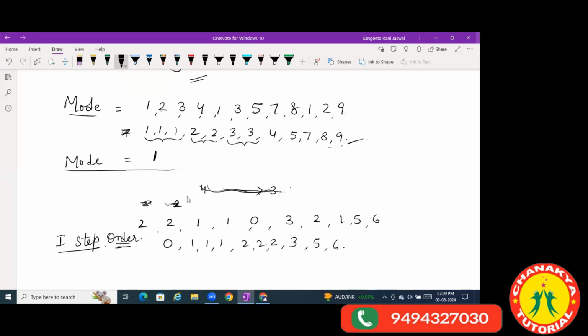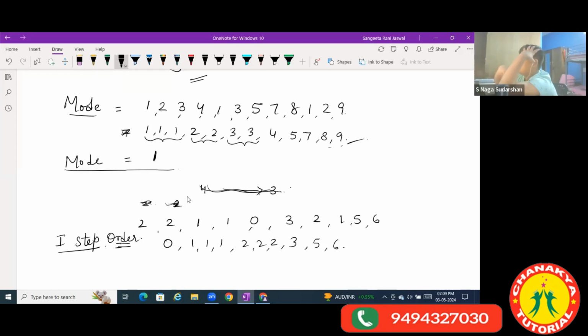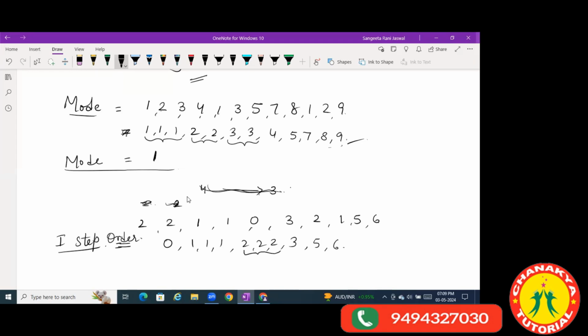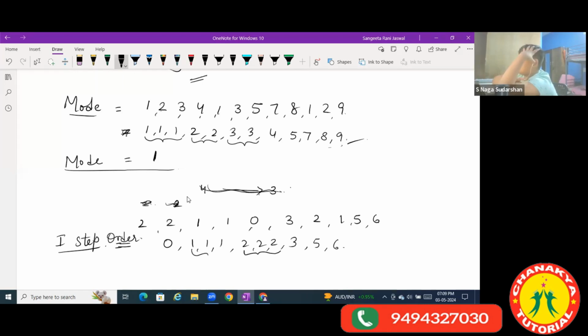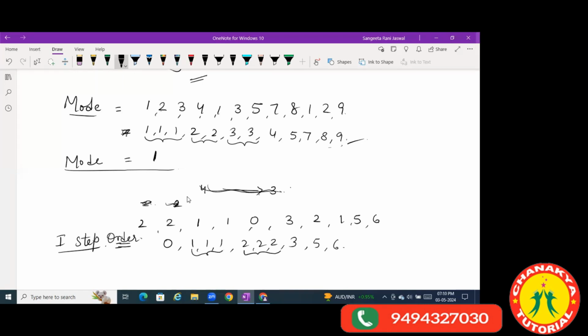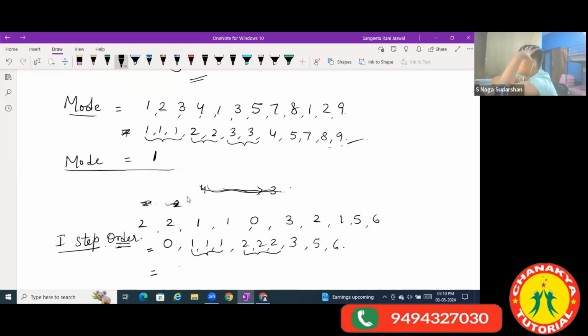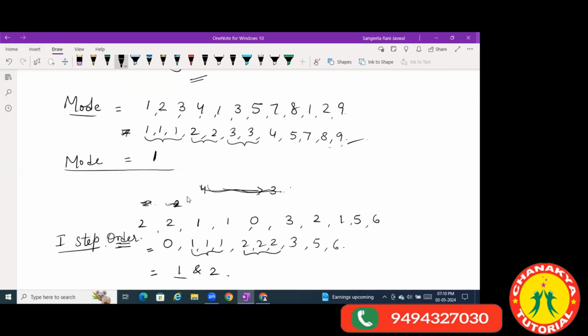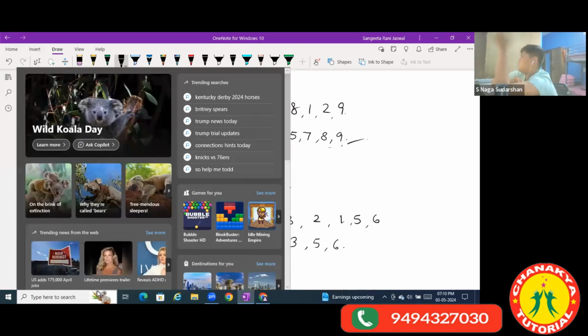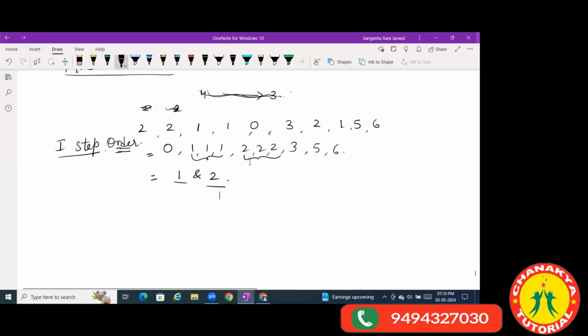So here what do you see? Which number has maximum occurrence? 2 has maximum occurrence. 2 is coming 3 times. And what about 1? One also has maximum occurrence. So which one should be the mode? Mode is the number which has maximum occurrence. So in this case, 1 and 2 both are the modes of this data. You're right. Thank you.